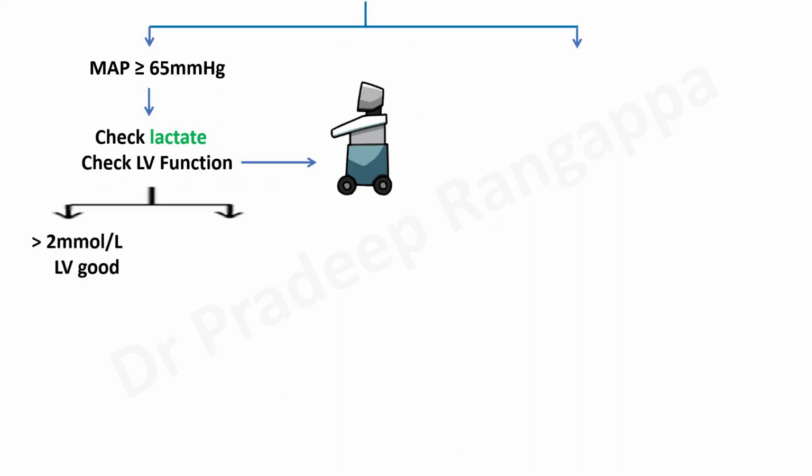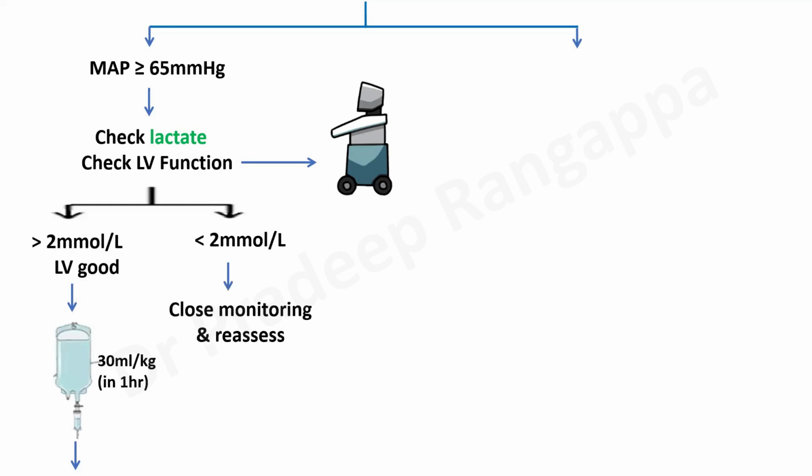So upfront, one needs to do an echo to look at how the LV function is doing. If lactate is more than 2 millimoles per liter and LV function is good, it means there is still a need for fluid. Although the MAP is more than 65, you cannot relax and say the patient is euvolemic and we don't need to resuscitate. If lactate is more than 2, it indicates some degree of hypoperfusion, and they need fluid resuscitation. The initial resuscitation is 30 ml per kg. If lactate is less than 2 millimoles with MAP more than 65, then you can just closely monitor and reassess whether the patient is getting better.